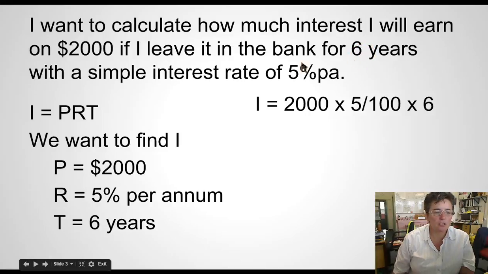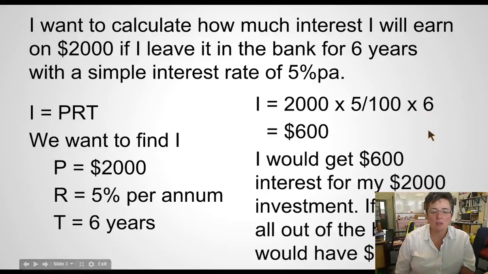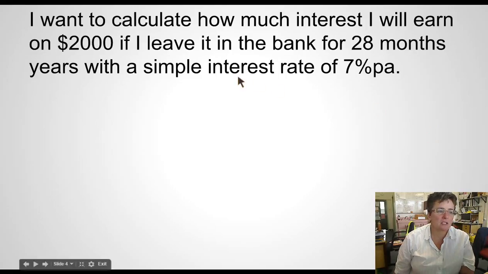So if we put that all into this formula, I equals 2,000 times 5 divided by 100, that's 5%, times 6 years, we get $600. So I would get $600 interest from my 2,000 initial investment. If I took it out of the bank after the 6 years, I would have $2,600. That's a pretty straightforward example. Now this one here, it's a little bit more complex.